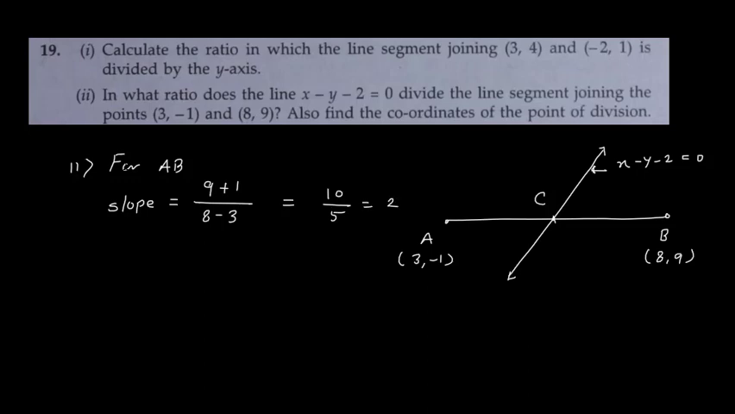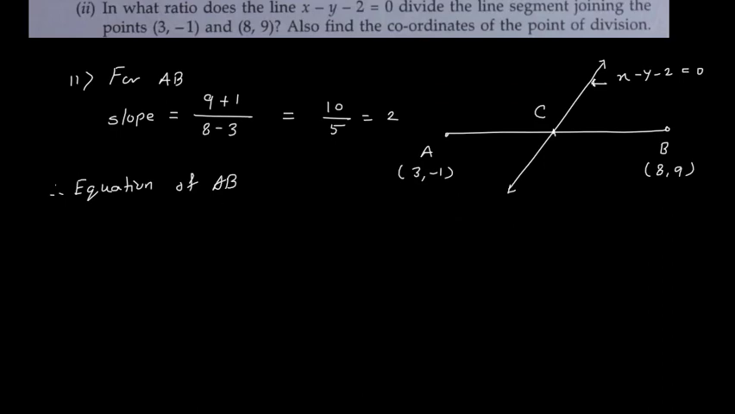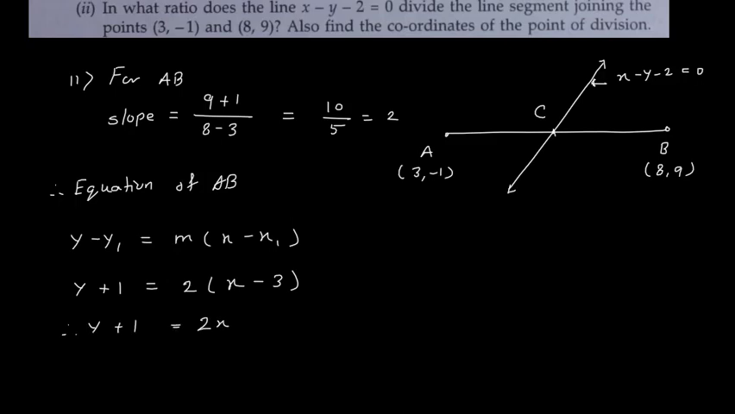Therefore the equation of AB we can write as y minus y1 is equal to m into x minus x1. Here you can take any point, and I will take this point A. So it becomes y plus 1 is equal to m, the slope we have got, 2, into x minus x1, which is 3. So y plus 1 is equal to 2x minus 6. Therefore 2x minus y is equal to 1 plus 6, which is 7.